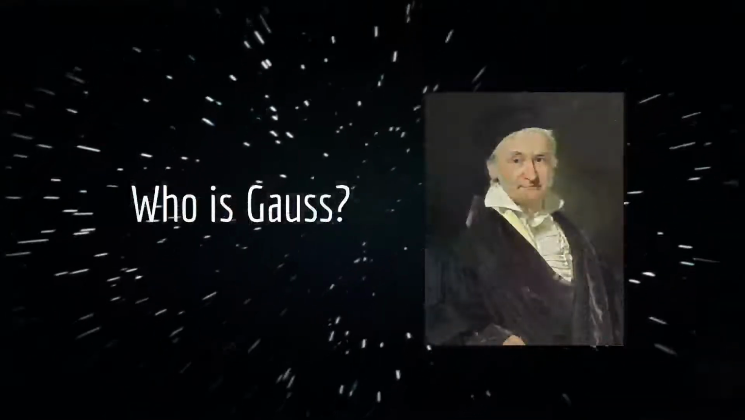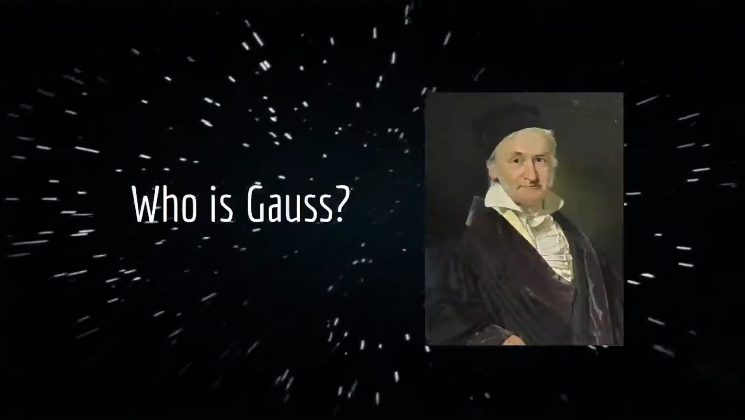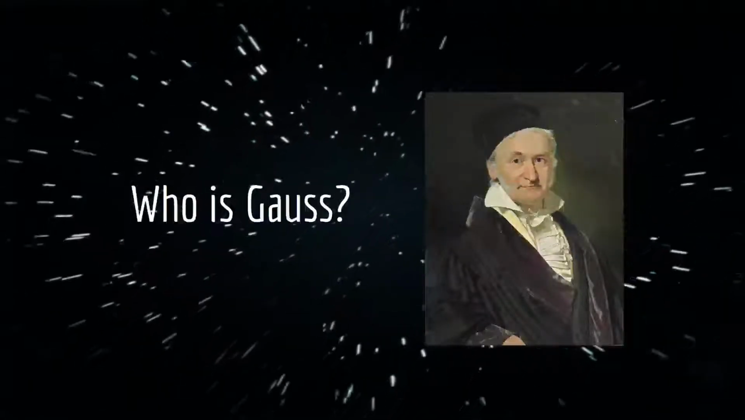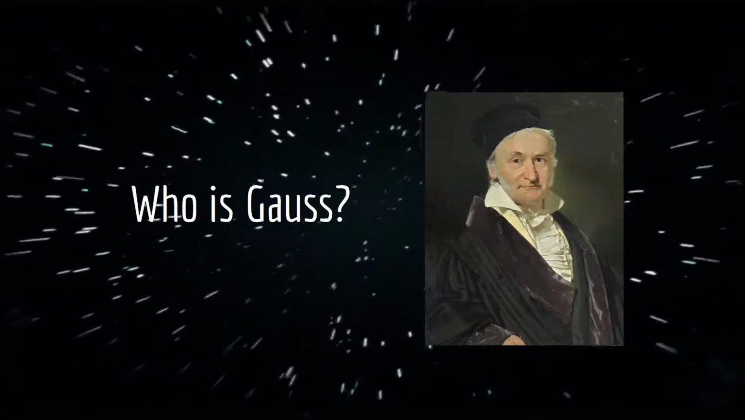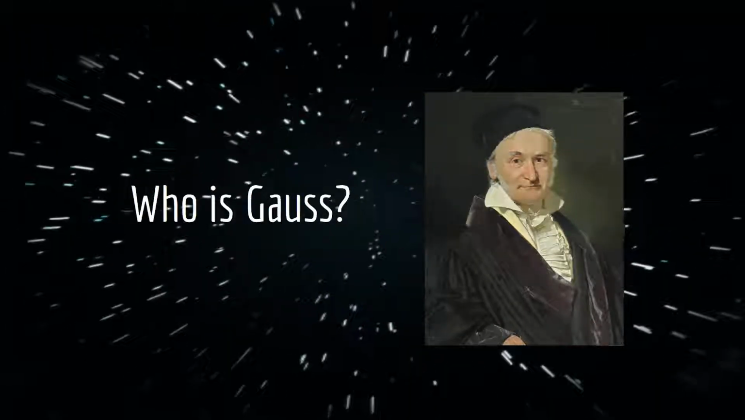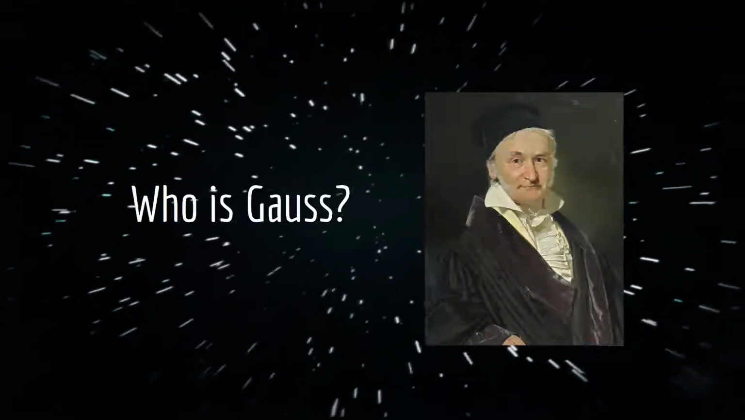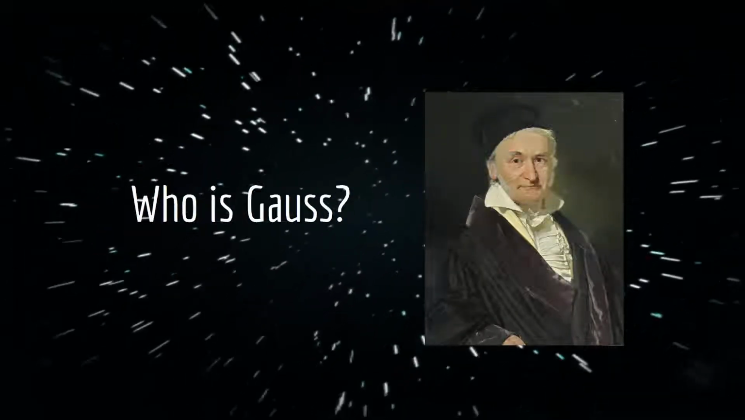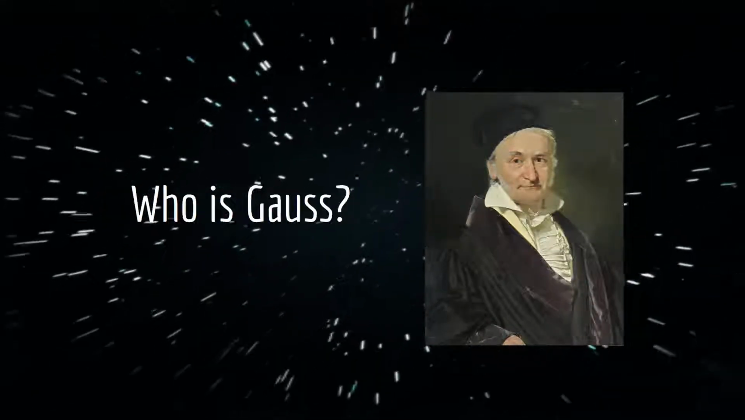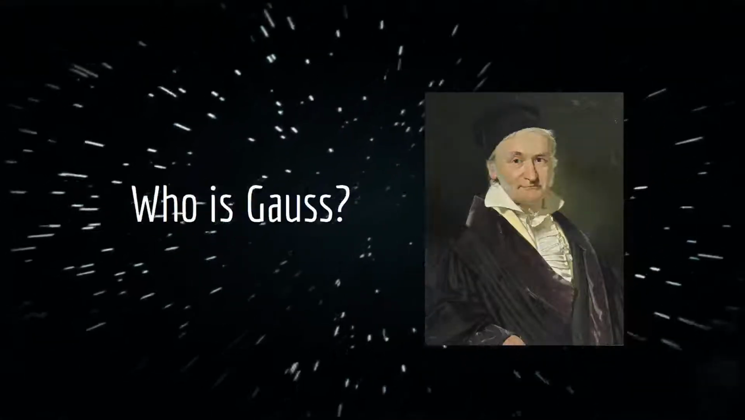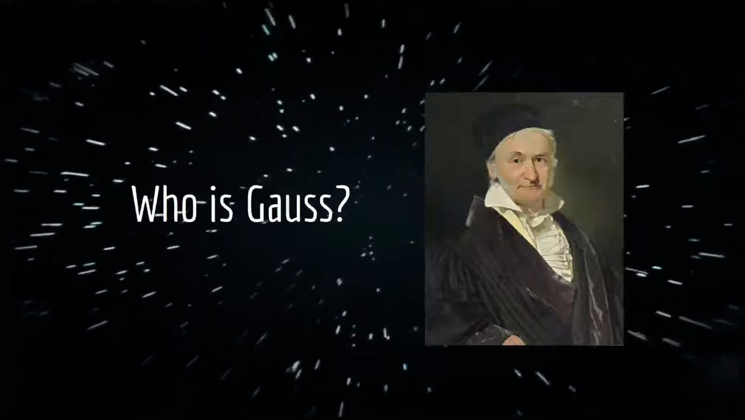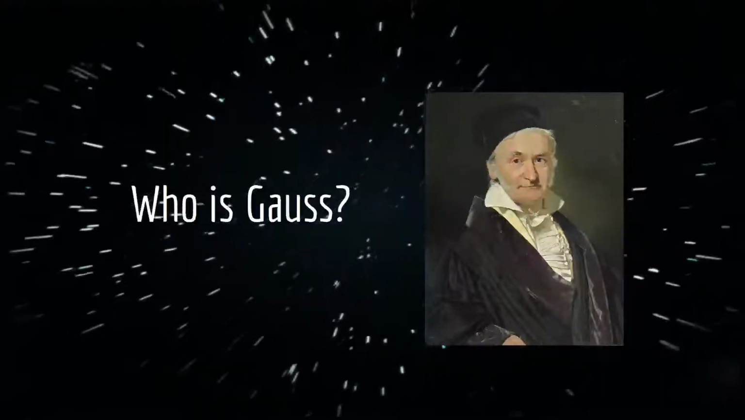Who is Gauss? Gauss is a German mathematician and physicist called Johann Carl Friedrich Gauss. He made a substantial impact on a variety of scientific and mathematical subjects. Gauss is considered to be one of history's most significant mathematicians. One of his notable works is Gauss's law, which was published in 1867.